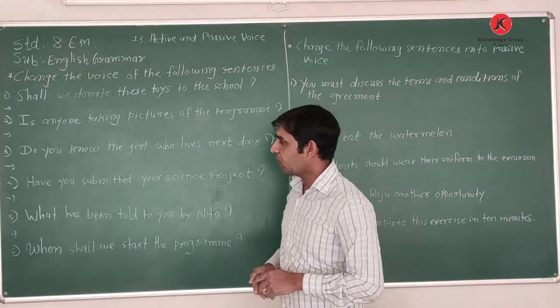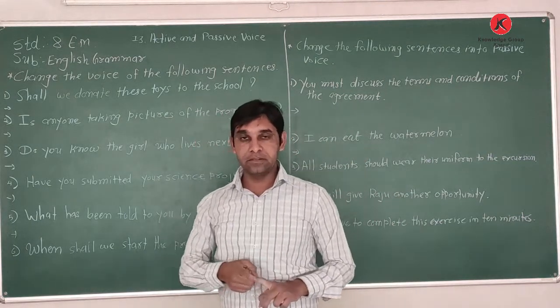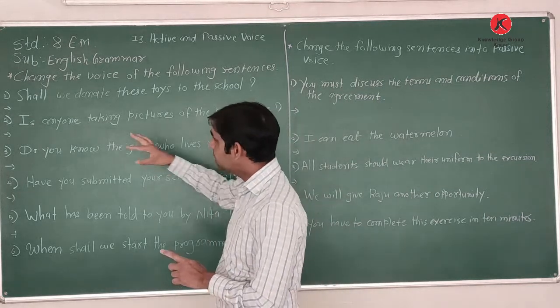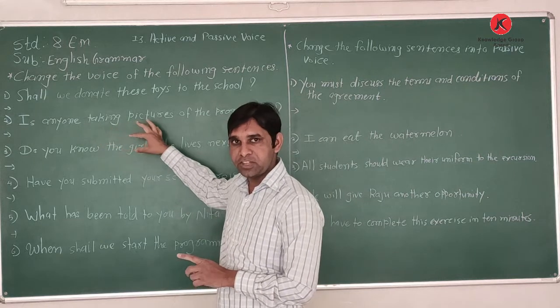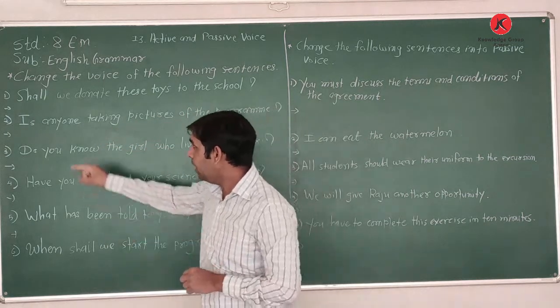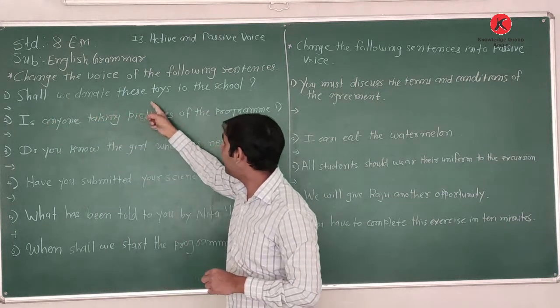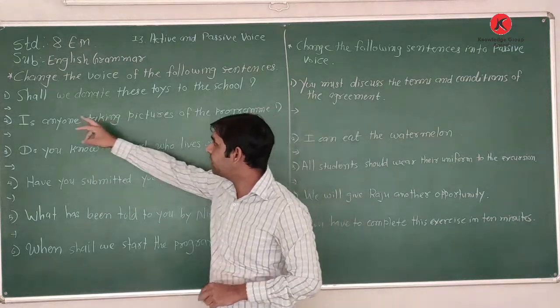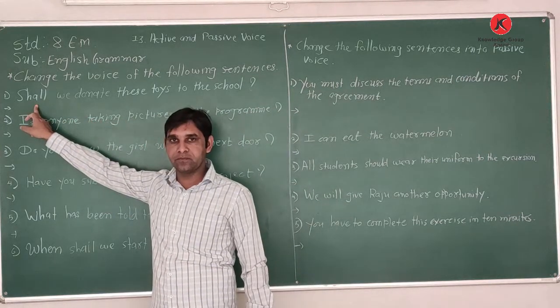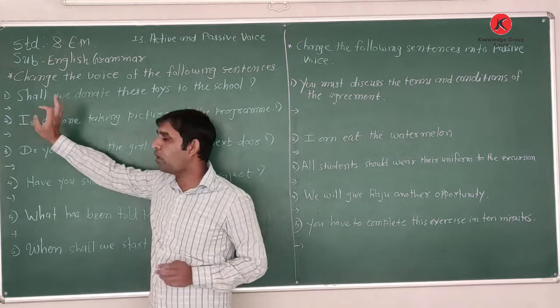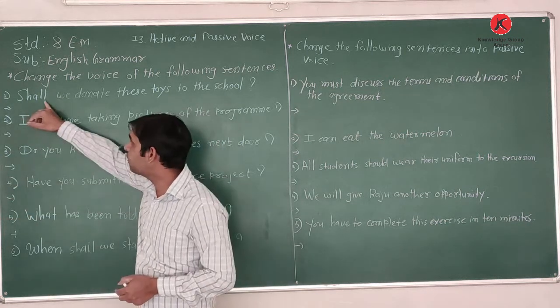First we understand the tense, then find the object in the sentence, then we change the rest of the words. Let's see the first one: Shall we donate these toys to the school? This is the simple future tense. Shall is used, or we can say the modal, in the first sentence.